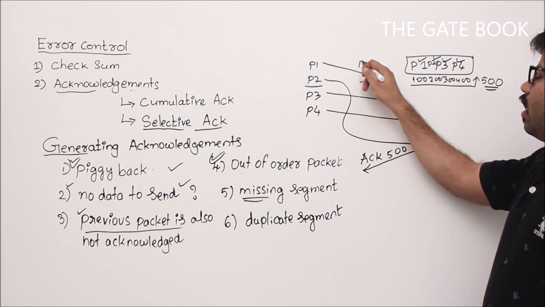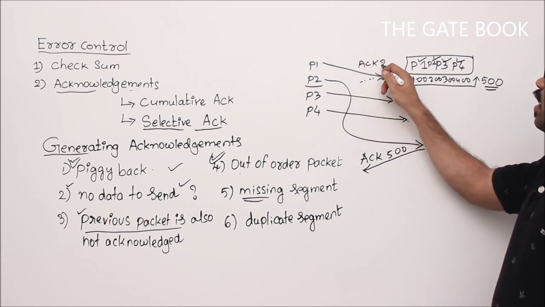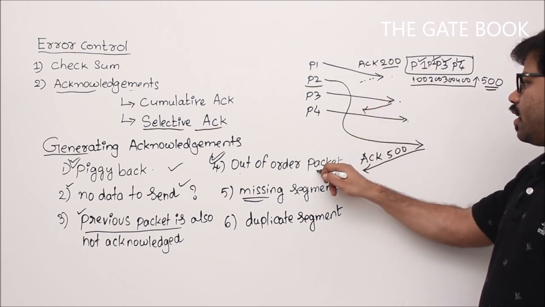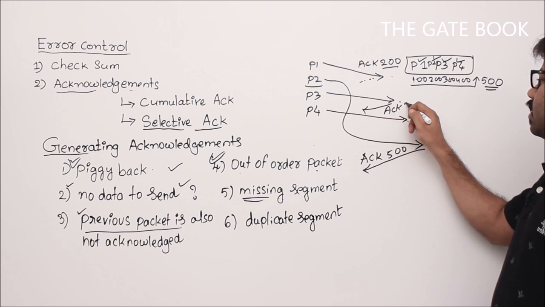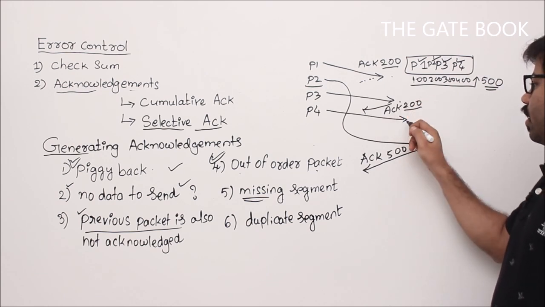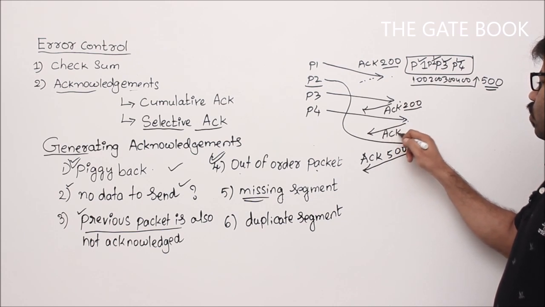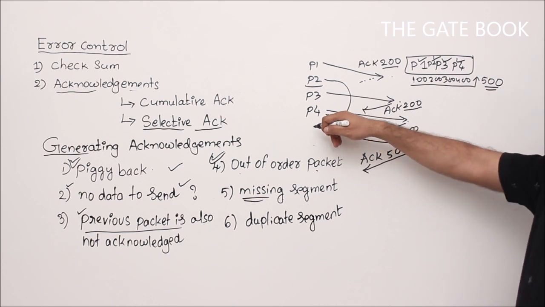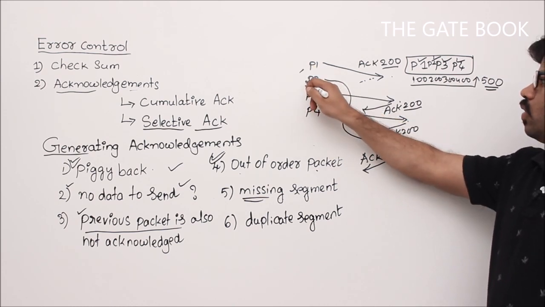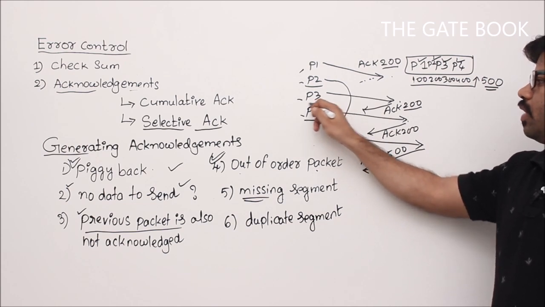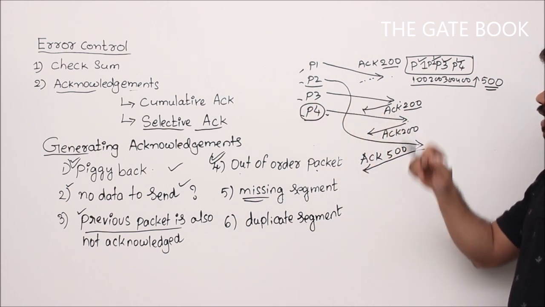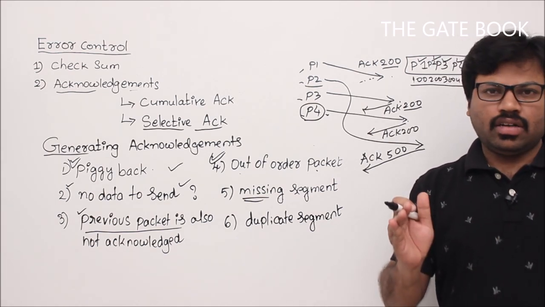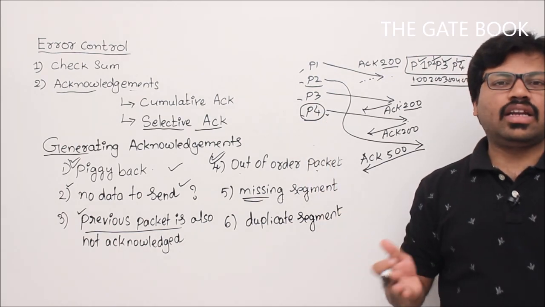So for P1, if we send an acknowledgement, it will be ACK 200. That means we are expecting 200. Then if P3 comes as an out-of-order packet, the acknowledgement will still be ACK 200 because we are expecting 200. Now again ACK 200, though we have received the 400th packet, that means packets with sequence numbers 100, 200, 300, 400. So for P4 with sequence number 400, we still send ACK 200. Why? Because so far we received only up to 200 in order, but the remaining ones are out of order.